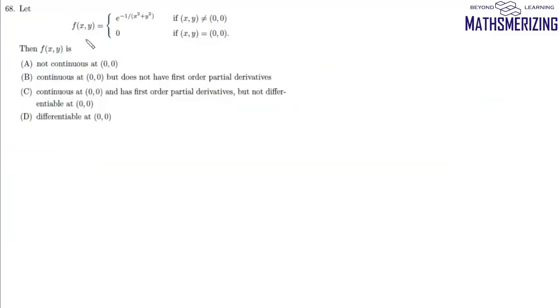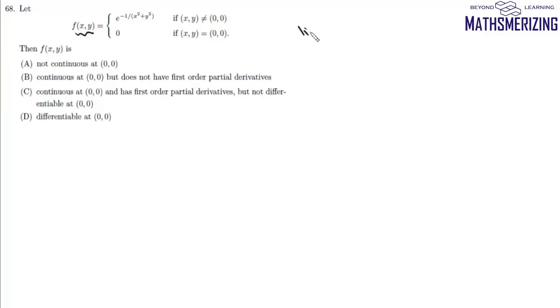Now question number 68 is, we are given this function in two variables f(x,y) as e to the power minus 1 upon x square plus y square when (x,y) is not (0,0), and it is 0 when (x,y) approaches the origin. Now first we'll check whether this function is continuous at (0,0).